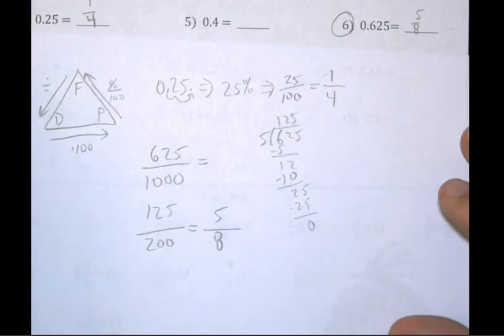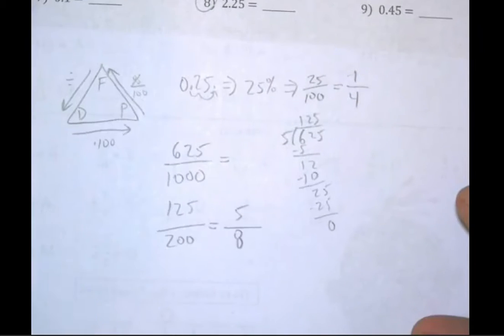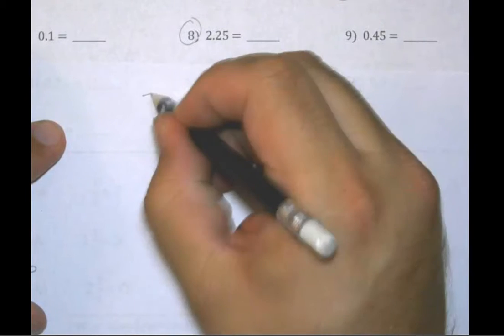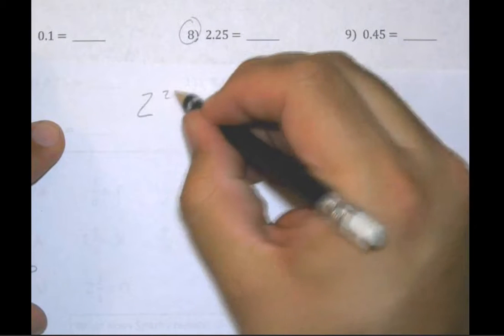All right, so the next one, question number 8. Let me change my page a little bit so I have some clean writing space. So 2 and 25 hundredths.